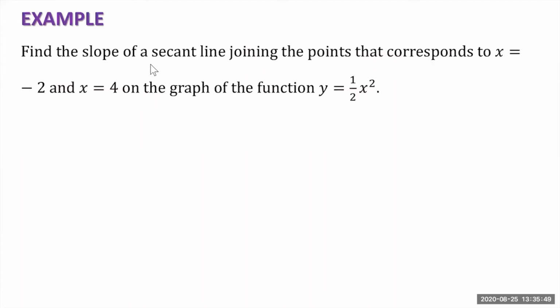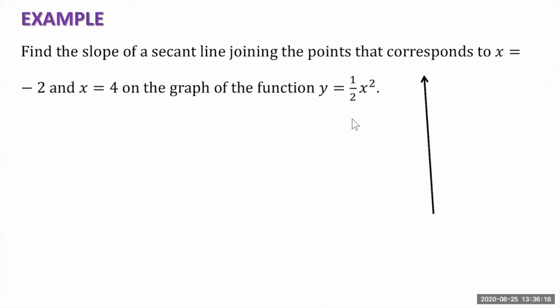Example: find the slope of a secant line joining the points corresponding to x equal to negative 2 and x equal to 4 on the graph of the function y equal to half x squared. So what we are going to do is draw the graph of this function. If you can draw it without using a calculator, that's wonderful. If you need the help of a calculator, you can also do that. I'm going to draw without using a calculator.